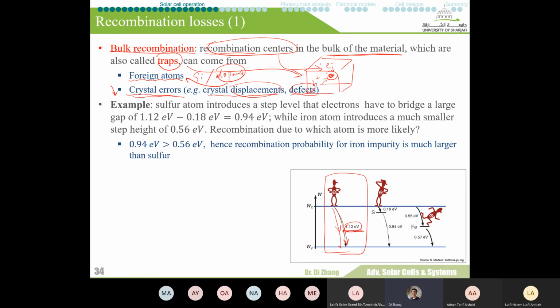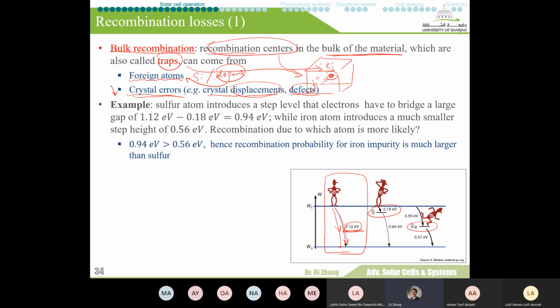Typically, if you want the electron to go through a large energy gap or large energy difference, the probability is relatively small. But sometimes we may see impurities inside silicon. For instance, sometimes we're seeing impurities from sulfur atoms, and sometimes there are iron atoms inside the silicon lattice.